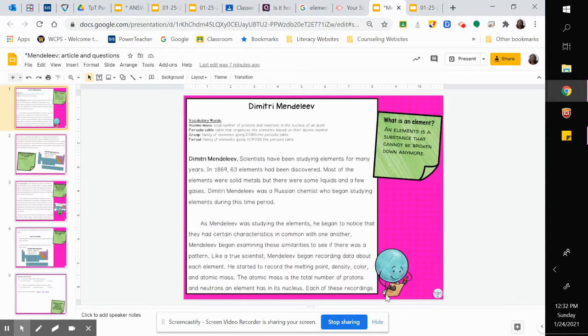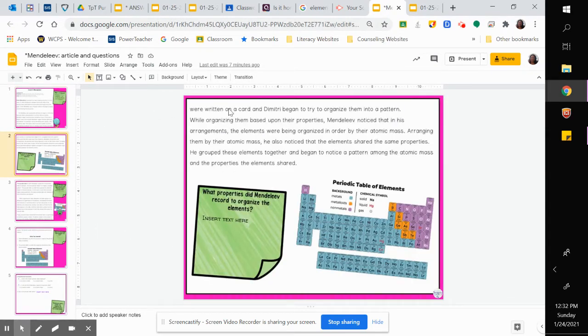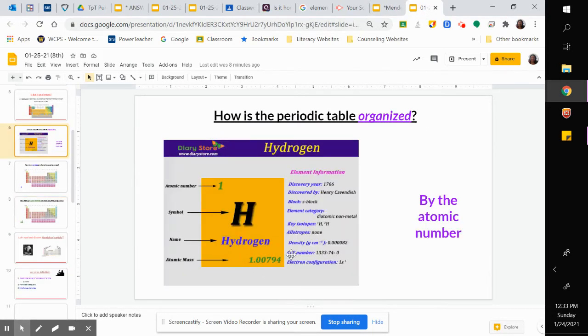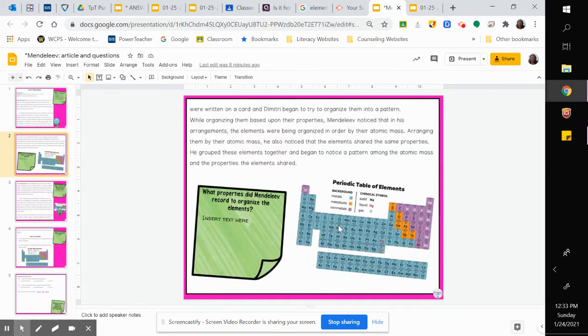Okay. Each of these recordings, moving to slide 2, were written on a card, and Dmitri began to organize them into a pattern. While organizing them based upon their properties, Mendeleev noticed that in his arrangements, the elements were being organized in order by their atomic mass, right? So when he was putting them in the order here that we now know today, there weren't as many when he was alive, but he began to realize there was a pattern. Atomic mass, right? That's the number at the bottom of it, right? So if we're looking at this here, to the atomic mass here, right? The protons and neutrons, they helped him figure it out that they are going in that order.